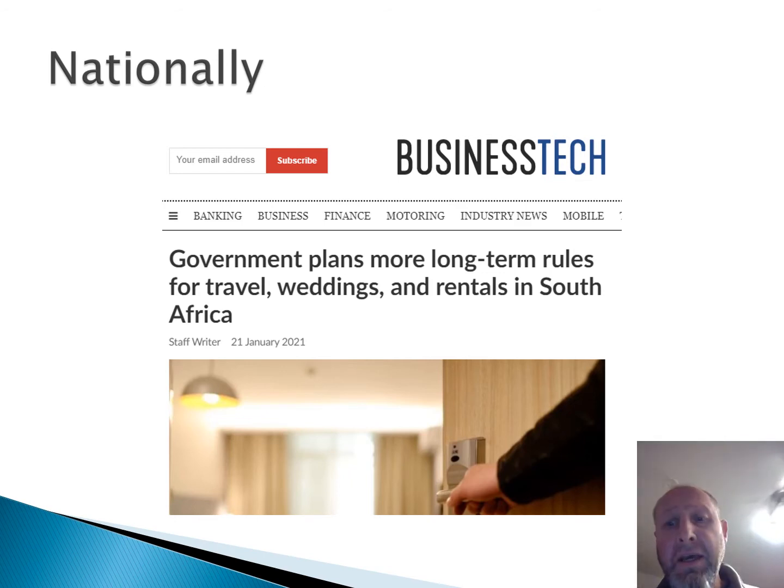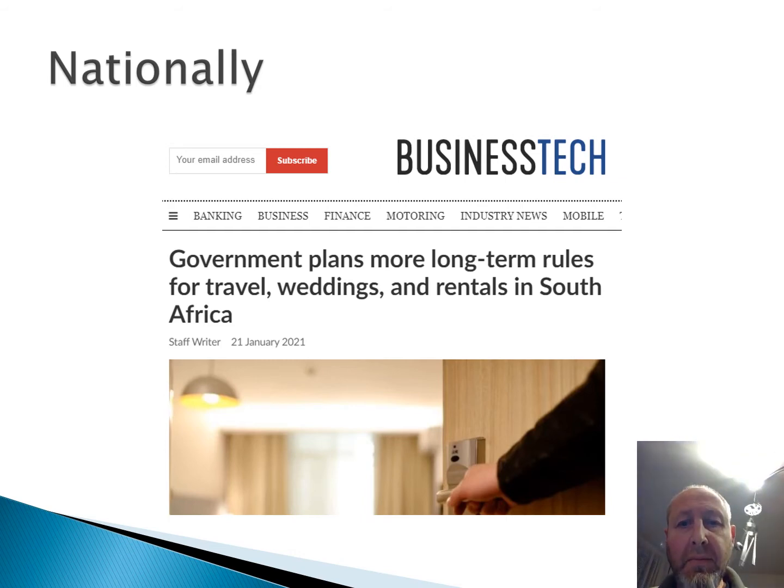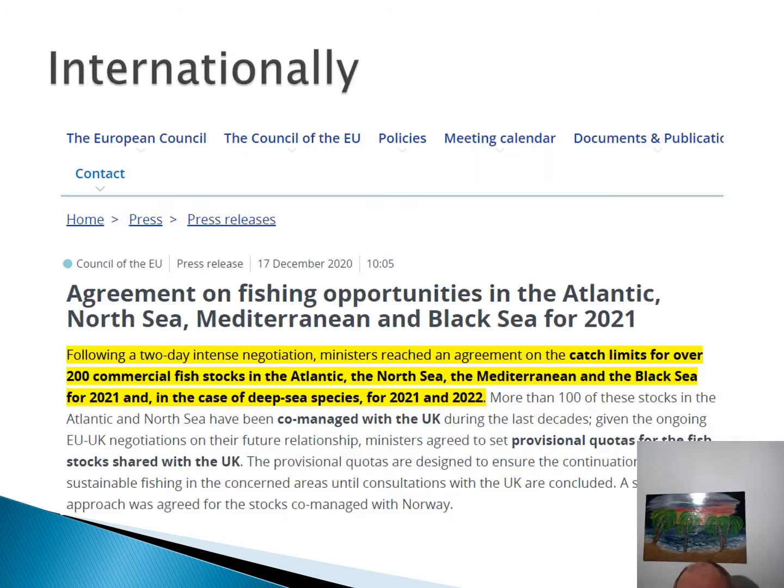Something nationally. Nationally in South Africa, on the 21st of January 2021, the government are planning some long-term rules for travel, weddings, and even rentals in South Africa. So this is the government working nationally.